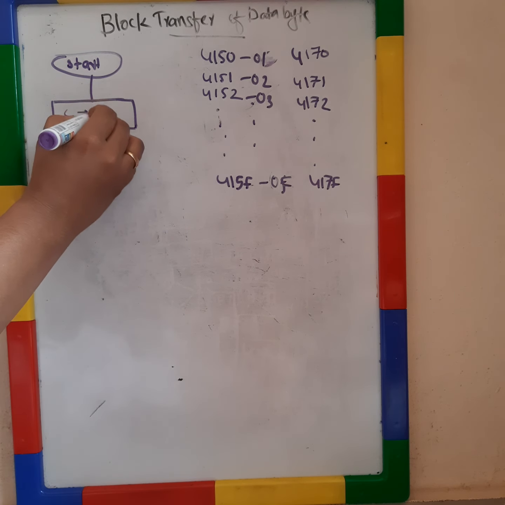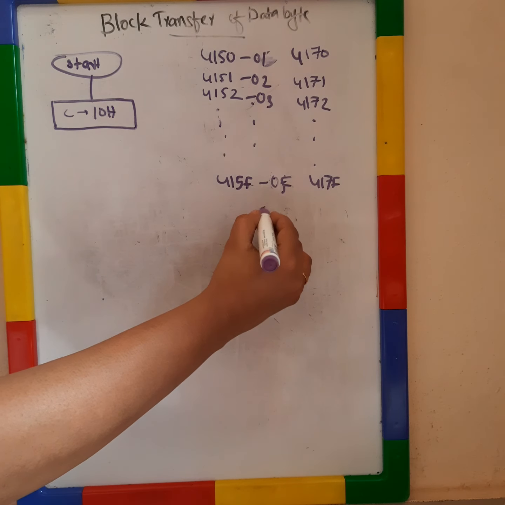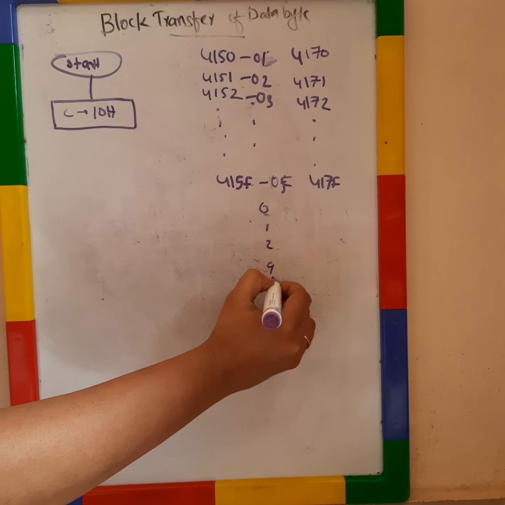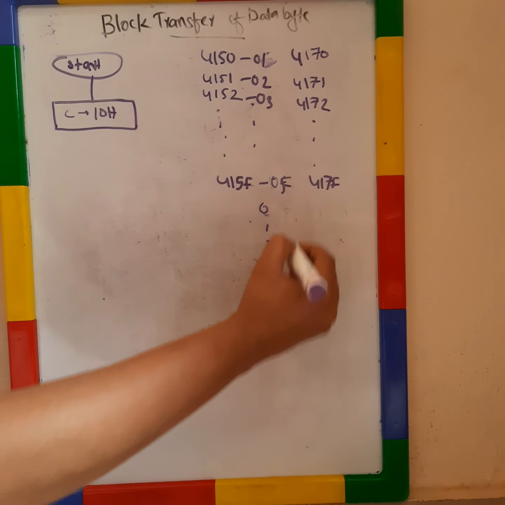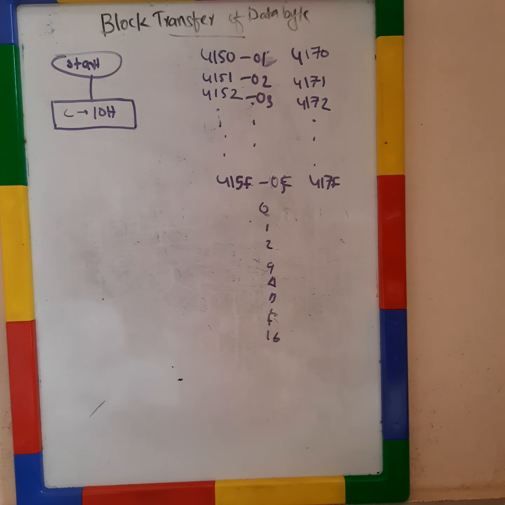Okay, so into my 8-bit register we will load 10H. Why are we loading 10H? Because see here, 0, 1, 2, after 9 A, B, C up to F will come, and after F the next number will be 10. That means 16 data will be there. That's why we are saving 10H.